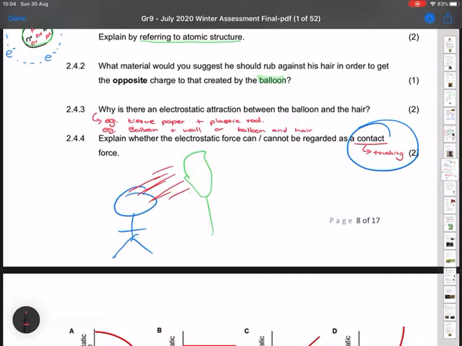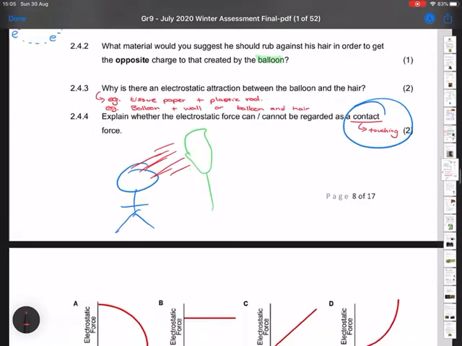Just like gravity, if you jump up, the earth doesn't have to grab onto your legs and pull you back down. The force of gravity acts over a distance. Same applies with magnetism. Magnets can act over a distance. They don't have to touch each other for them to experience that magnetic force. So those are all non-contact forces. So you needed to say no. An electric force cannot be regarded as a contact force. An electrostatic force can act over a distance.